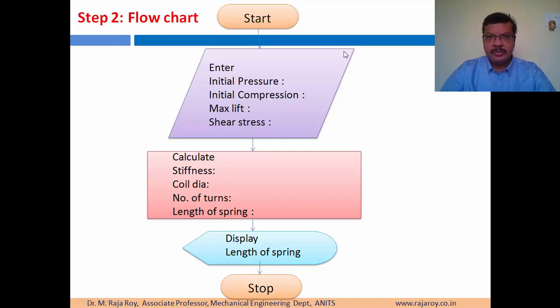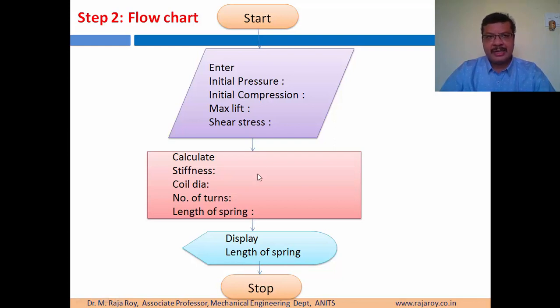Then we have to take the inputs. To collect the inputs we have to use the parallelogram symbol like this. Here all the input statements you have to display. Then calculations you have to represent inside the rectangle. Here you are going to calculate stiffness, coil dia, number of turns, length of spring, etc. The entire calculation you have to display inside this rectangle. Then output you have to display in this symbol. So here you have to display the final output, that is length of the spring. Then you have to stop the program. This is the flow chart.